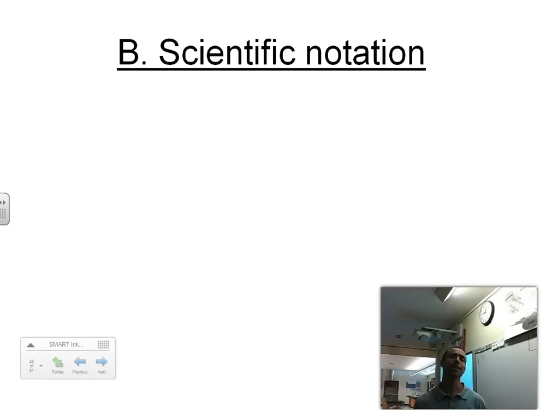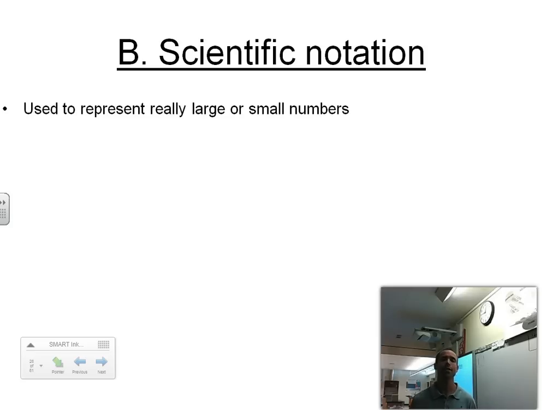Okay, that's rounding numbers, a quick review. Our next topic is scientific notation. Now, scientific notation is used by scientists to represent really large or very small numbers, which we'll often be dealing with in chemistry. The nice thing about this system, not only is it a shorthand, it's based off the power of 10.